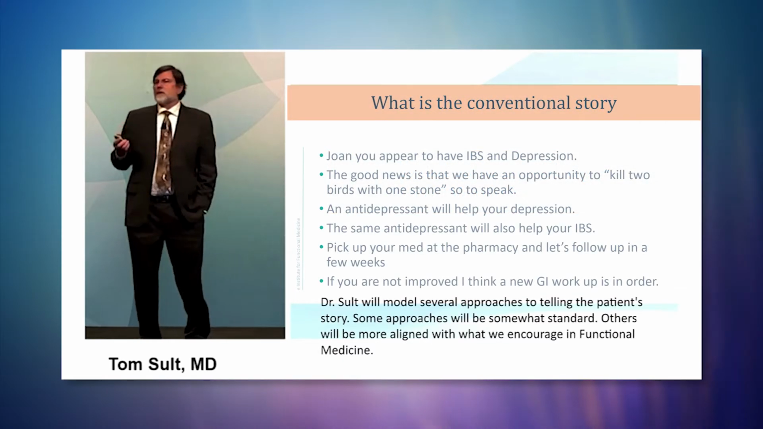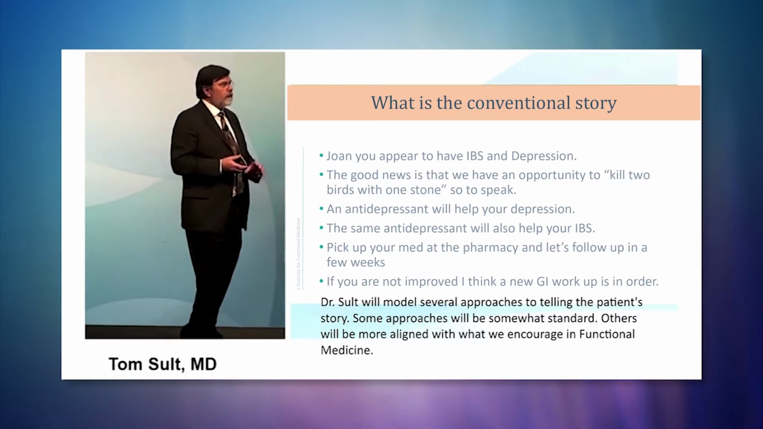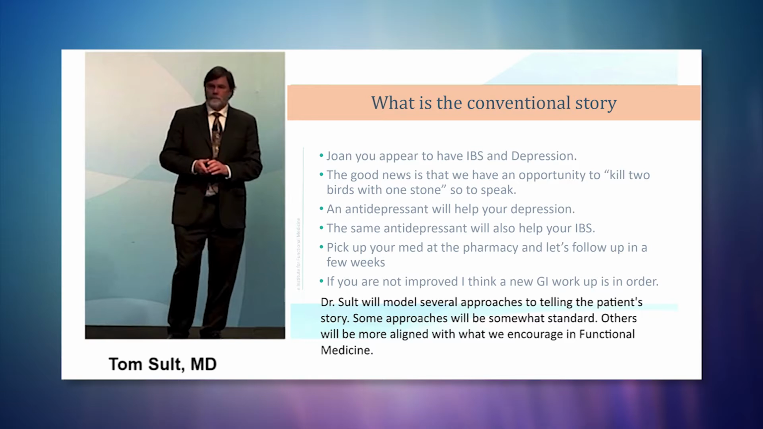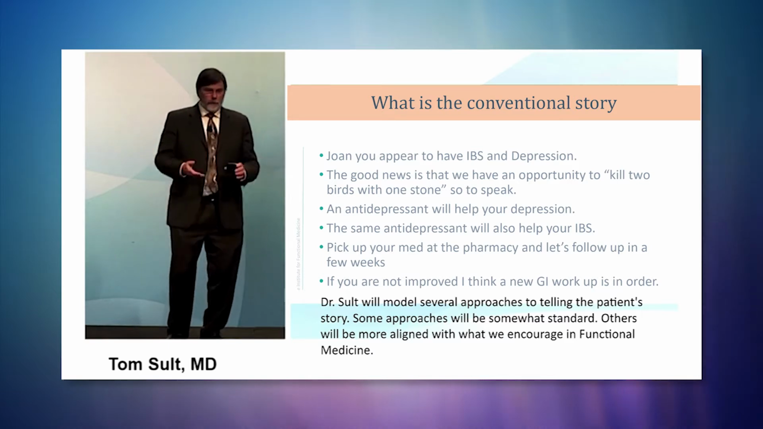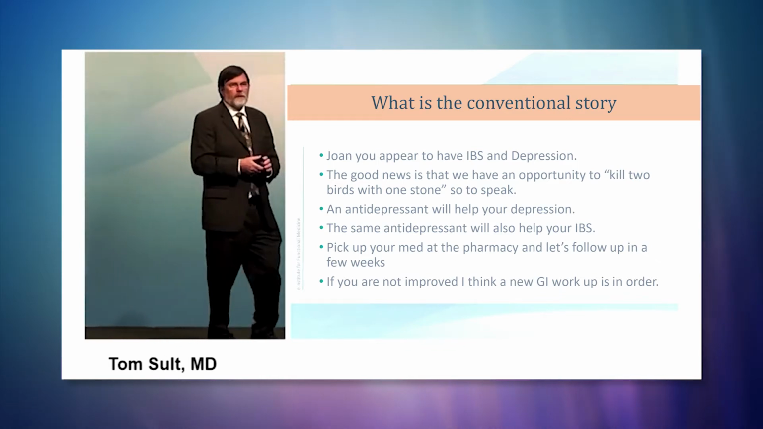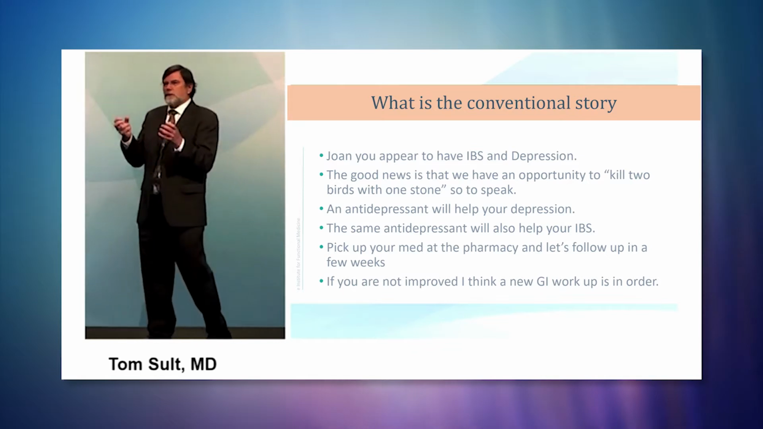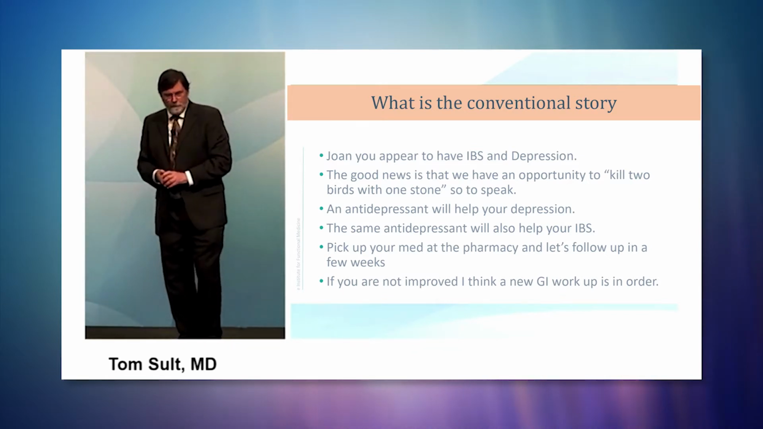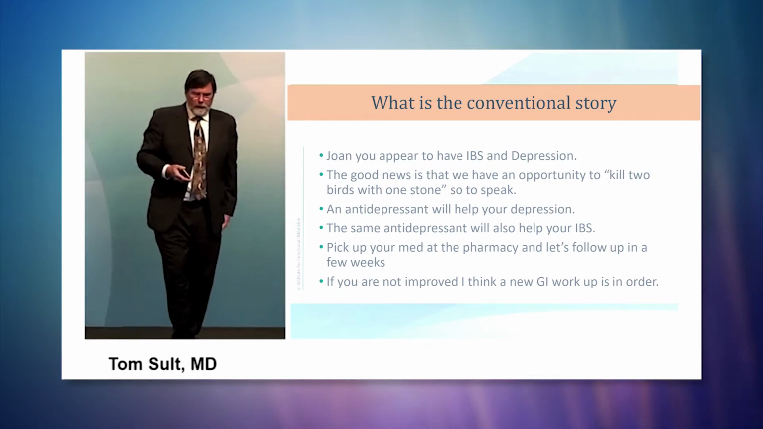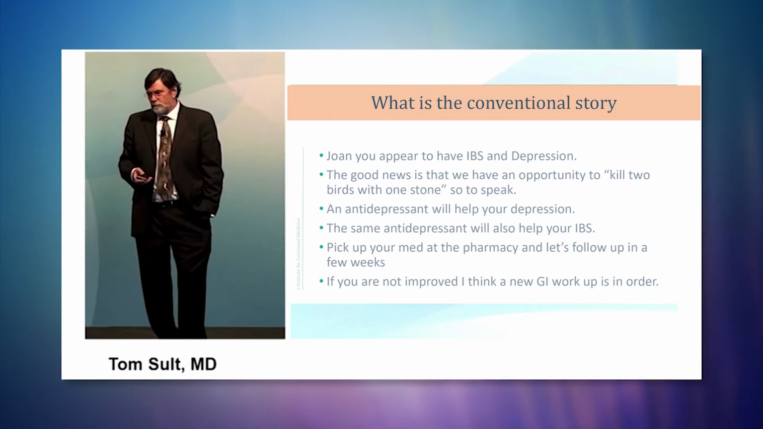So here's a conventional story. I think it's a pretty decent story for a conventional encounter. Joan, you appear to have irritable bowel syndrome and depression. Great news. We're likely to kill two birds with one stone. An antidepressant is going to help you with your depression. And the nice thing is that one of the side effects of the antidepressant is kind of a constipating effect, so it's going to help you with your IBS. So here's your script. Pick it up at the pharmacy. We'll see in a little bit. If this doesn't work, we'll probably send you for a GI workup. Thanks.